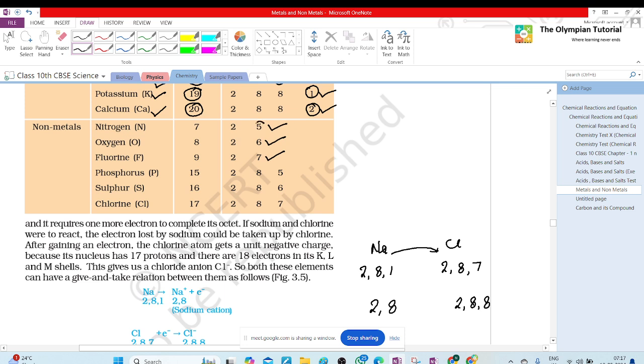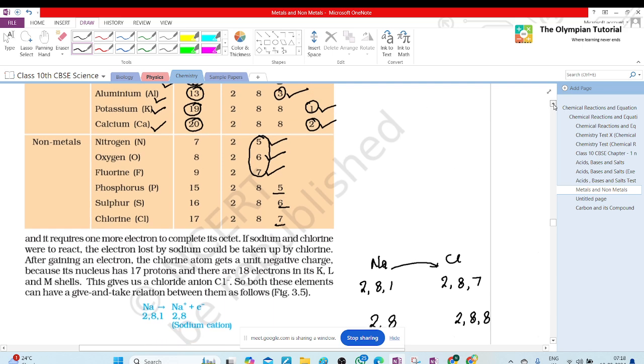7, 2, 5; 8, 2, 6; 9, 2, 7. We can see here more than 4 electrons, so it is not possible for non-metals to give electrons. So to complete their octet, they will accept electrons. And phosphorus is 2, 8, 5; 2, 8, 6; 2, 8, 7.